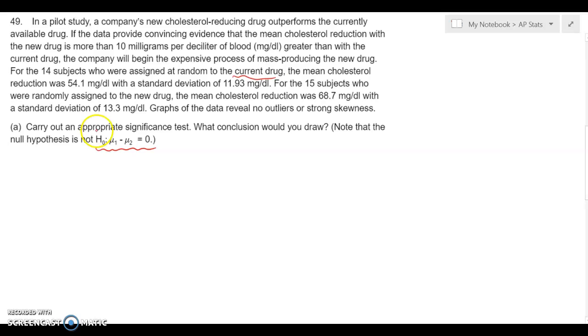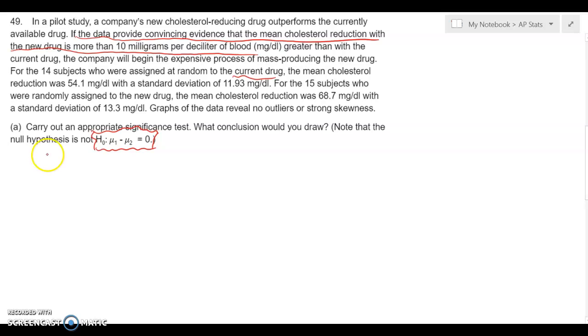Okay. The important thing in this example is that they're not testing that the difference is 0. They're testing that the difference is 10. So read up here, if the data provide convincing evidence that the mean cholesterol reduction with the new drug is more than 10 milligrams per deciliter of blood greater than with the current drug, the company will begin the expensive process of mass producing the new drug. So in other words, they need to see a decent difference between these two things in order to spend the money and to start producing this new drug. So that's the big difference here.